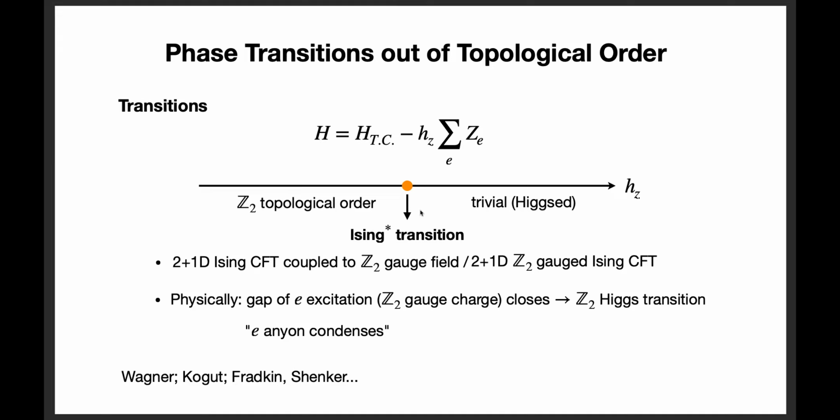This model has been studied for almost half a century, I guess, and is known to be an Ising star transition. In other words, it's the Ising CFT coupled to a Z2 gauge theory. Nowadays you can also call it the gauge Ising CFT. Physically, the gap of this E excitation closes, becoming massless, and that drives this Higgs transition. To connect with the Lagrangian anyon language, it's also called E-anyon condensation.